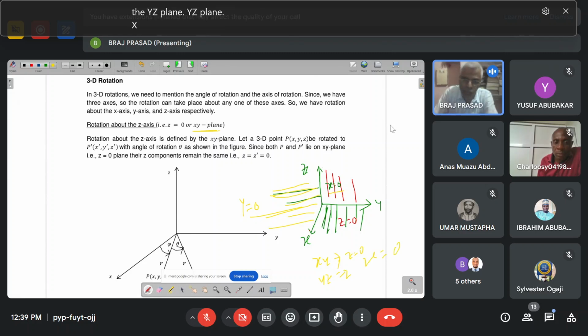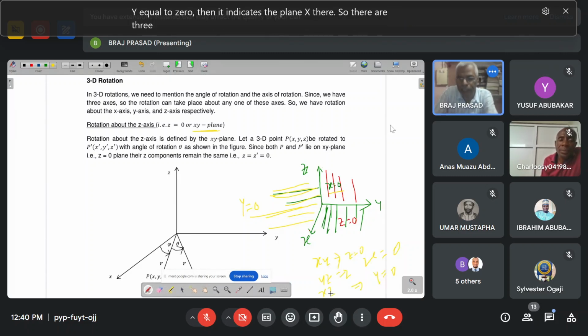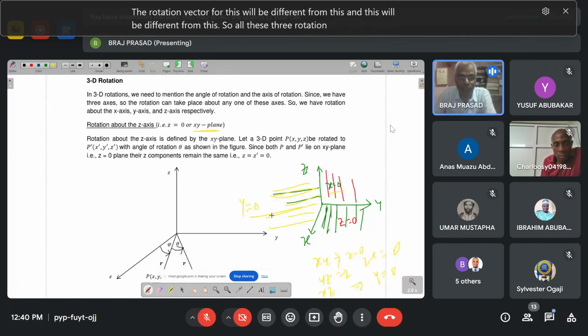But if we take y equal to 0, then it indicates the plane XZ. So there are three different planes where we will find the rotation vector. The rotation vector for this will be different from this, and this will be different from this. So all these three rotations will be different. I will discuss only one part, and the other parts you can see online.